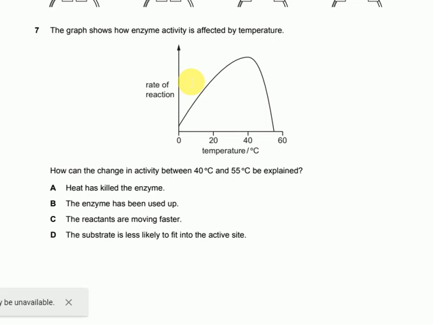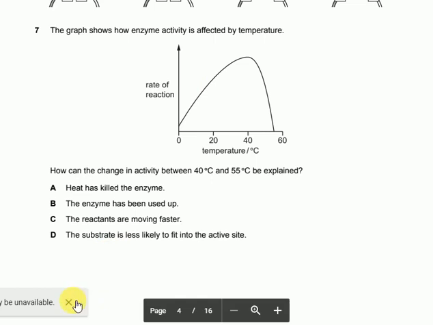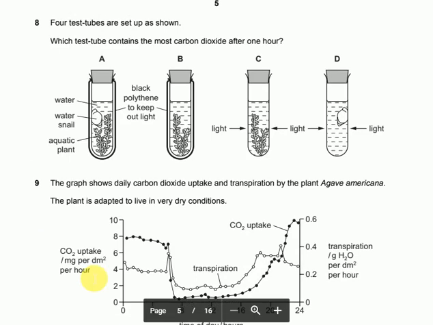Because enzymes are not killed, they are denatured. The word killed is too vague for an answer. So I think D might be the answer. Yeah, it's D. I don't know, guys. Okay, we have to check this. I'm really not confident this time.